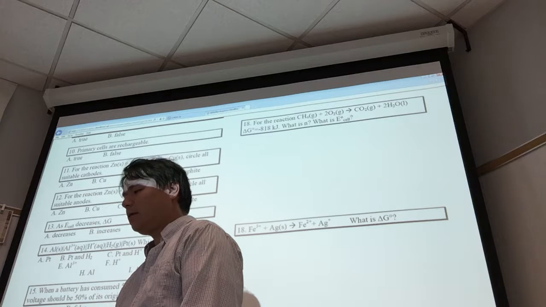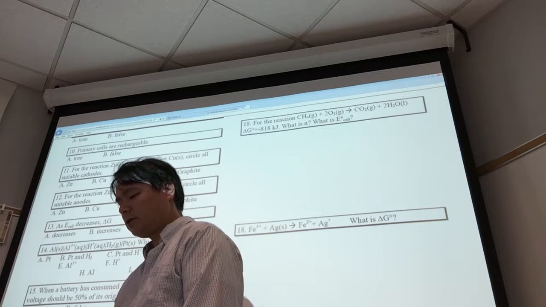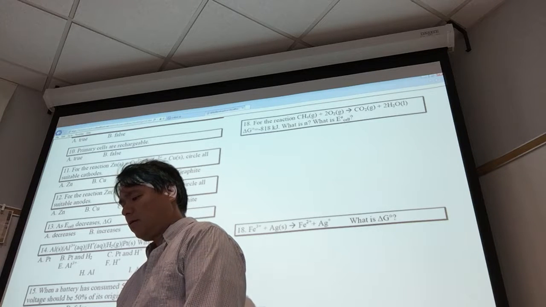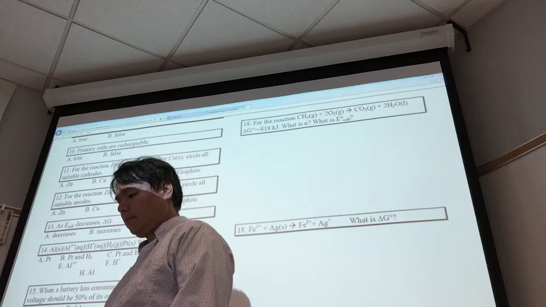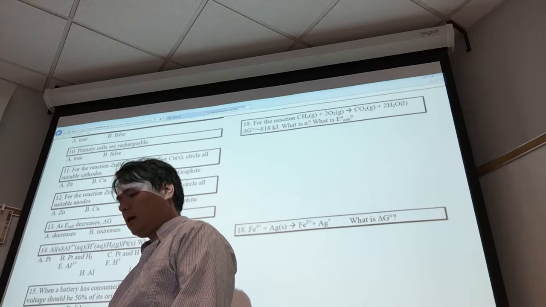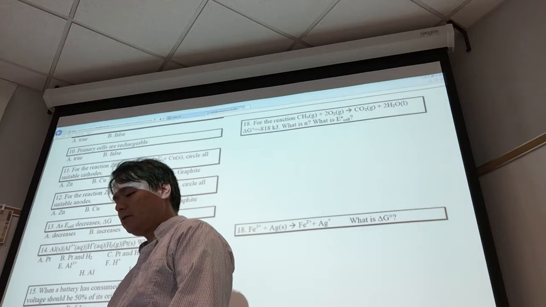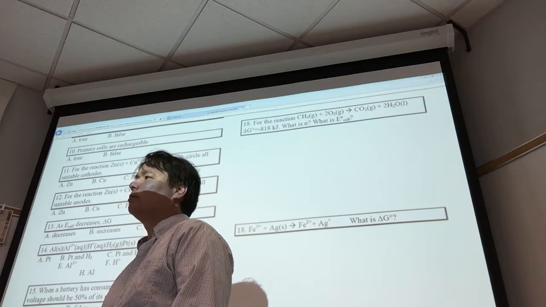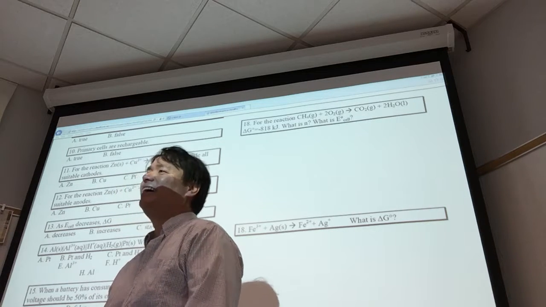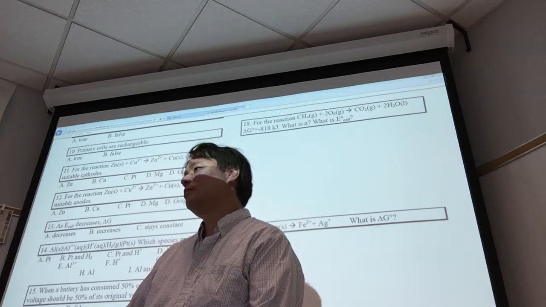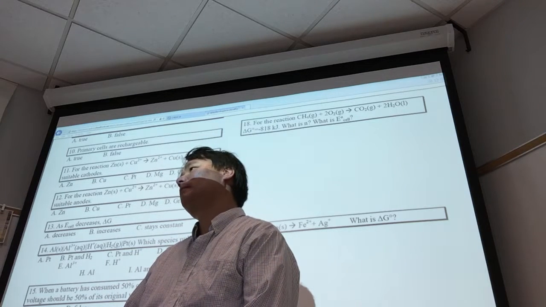Circle all suitable cathodes. What's happening at the cathode? What's a cathode half reaction? Yeah, what is it specifically? Cu2+ plus 2 electrons. So you just need something to feed electrons to Cu2+ that won't react with Cu2+. So I asked you, what were all the things that react with Cu2+? Remember that question I gave?